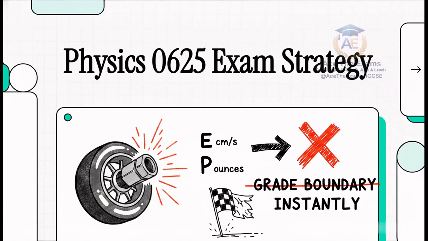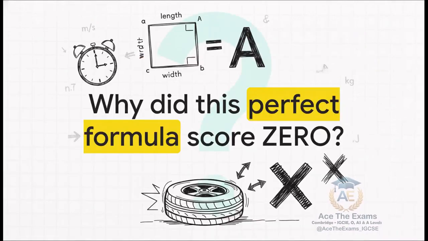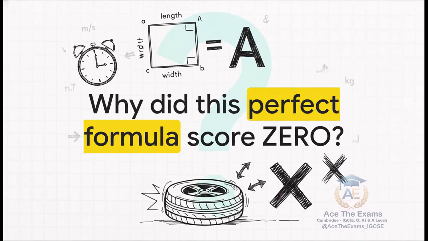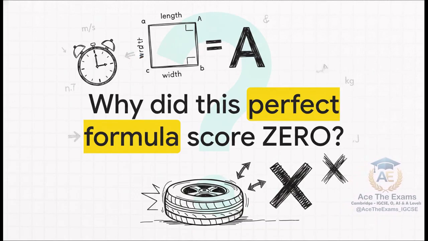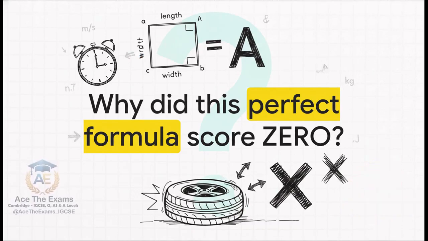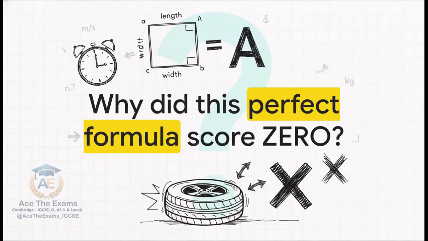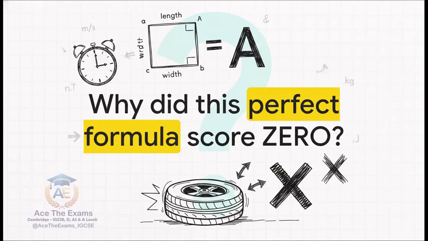Look, it doesn't matter how fast your brain is moving or how well you know the theory, it costs you the grade boundary instantly. So ask yourself, why did this perfectly memorized area formula just score absolutely 0 marks from the examiner? The student correctly identified that area equals length times width. They did the revision. You have the physics knowledge, but the execution just blew a tire, and the exam clock is relentlessly ticking down. You simply cannot afford to bleed marks on something you actually know.